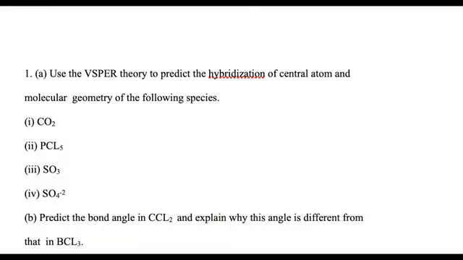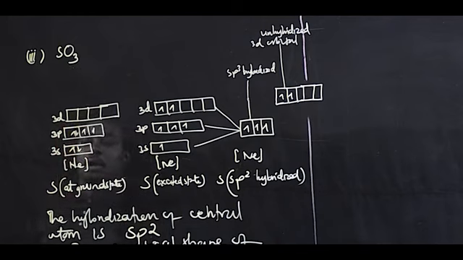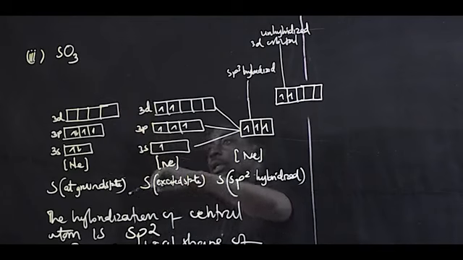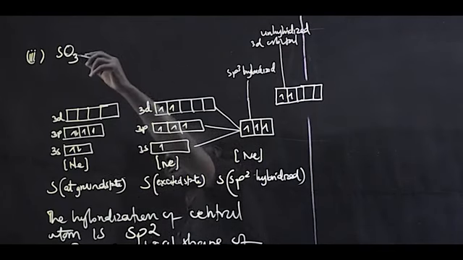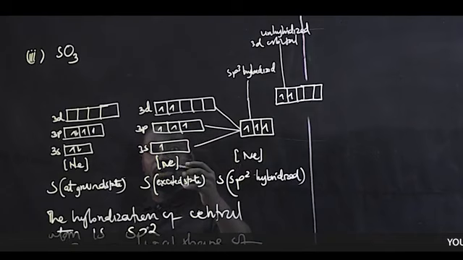Okay, for question number 1A, Roman number 3, predict the hybridization of the central atom of sulfur trioxide. The sulfur at ground state has outermost sub-energy levels 3s, 3p, 3d. So electrons are filled in order of increasing energy level. Here the oxidation state of sulfur is 6, so you are supposed to promote electrons.